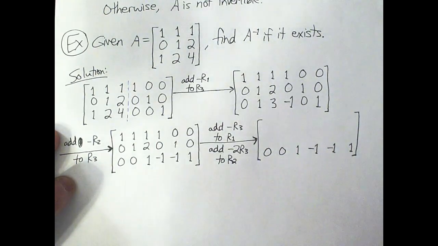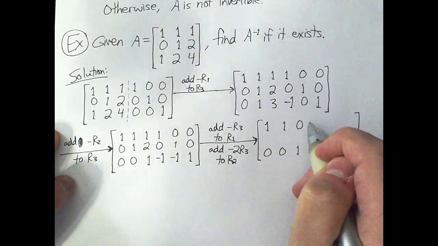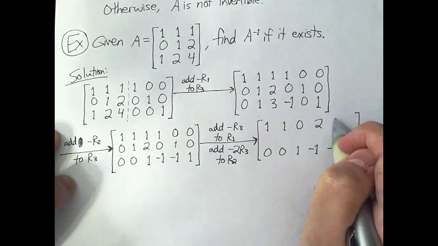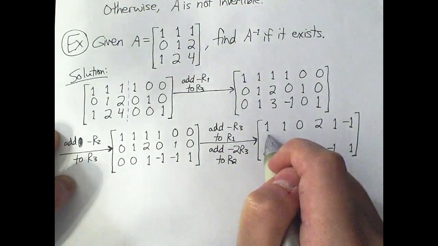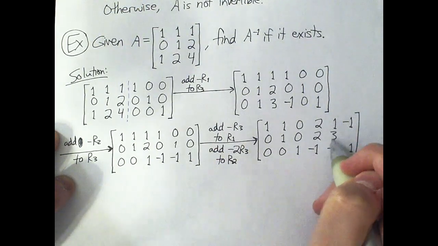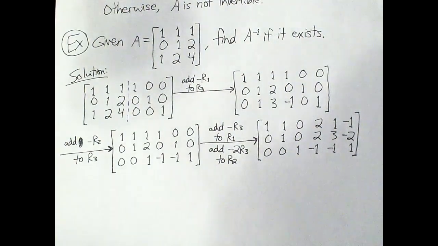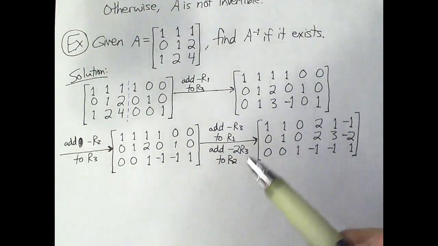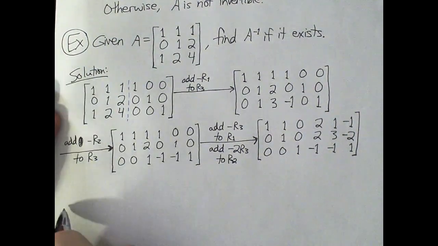Okay, so what did we do to row 1? We turned row 1 into 1, 1, 0, 2, 1, -1. And what did we do to row 2? We turned it into 0, 1, 0, 2, 3, -2. It's okay to do 2 steps at once like this as long as they're independent of each other, like we were doing something to row 1 and something to row 2, so those were not interacting with each other. And just be careful if you do multiple steps at once.